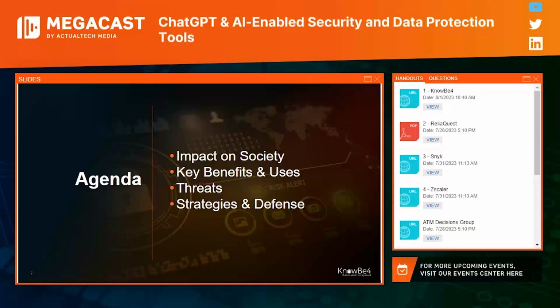We're going to very quickly look at its impact on society, look at AI and its different aspects, and also look at its benefits and uses for us. We're going to talk about the threats and then go through different strategies and defenses that we can use to help protect against AI and utilize it in your organization.